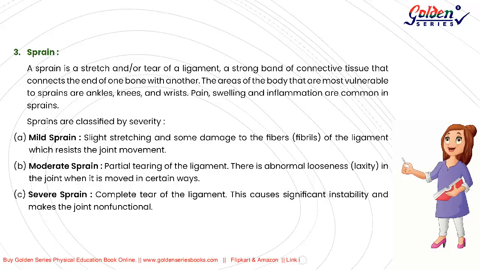Sprains are classified by severity. A. Mild sprain. Slight stretching and some damage to the fibers, fibrils, of the ligament which resists the joint movement. B. Moderate sprain. Partial tearing of the ligament. There is abnormal looseness, laxity, in the joint when it is moved in certain ways. C. Severe sprain. Complete tear of the ligament. This causes significant instability and makes the joint non-functional.